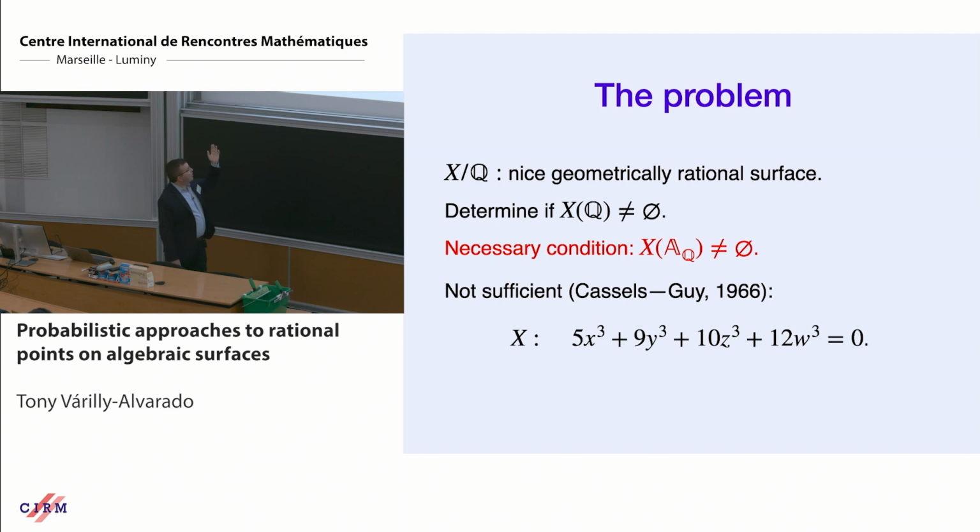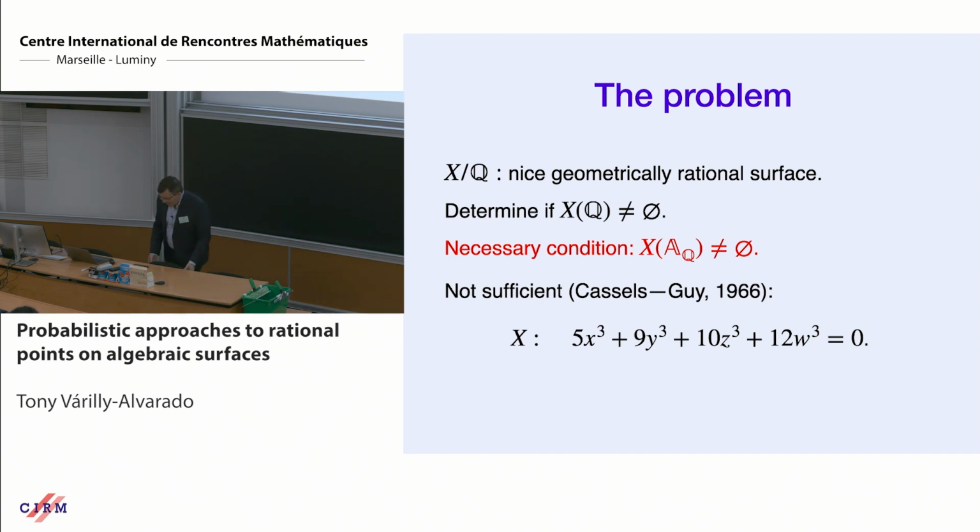So here's an example. This is due to Cassels and Guy from 1966. It is historically nowhere near close to the first example of a surface that has p-adic points and real points, but no rational points. There were many other examples of varieties before Cassels and Guy found this particular example. This example has some historical value.